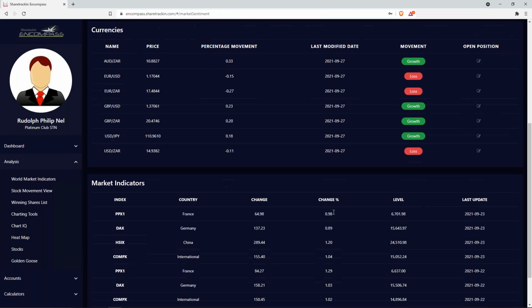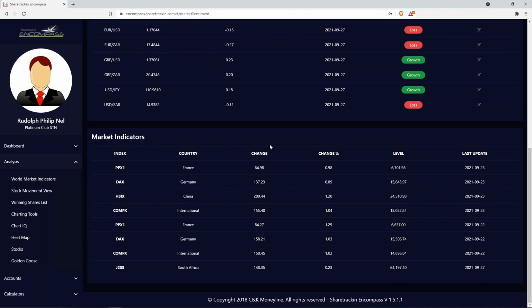Then you've got your market indicators. Market indicators will show you your indexes. So you've got your PPX1, DAX, HSIX, Compex, and then your J203. So there are three that have been repeated. But those are the ones you're going to focus on, from PPX1 up until Compex, and then the J203 at the bottom.